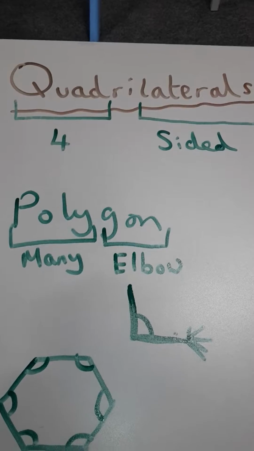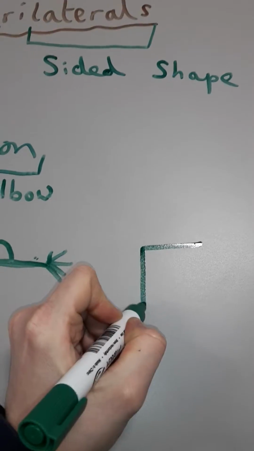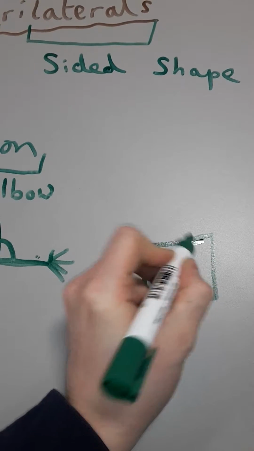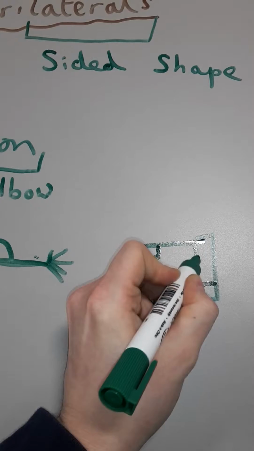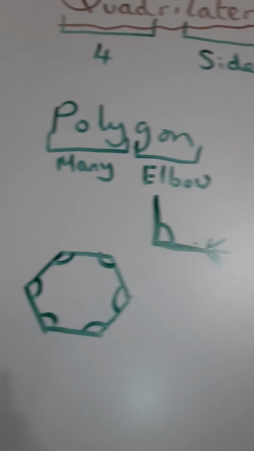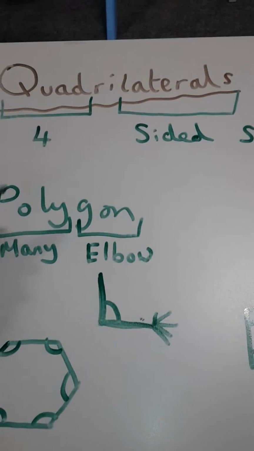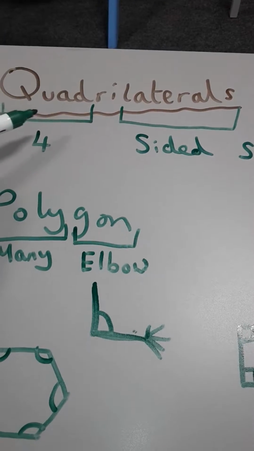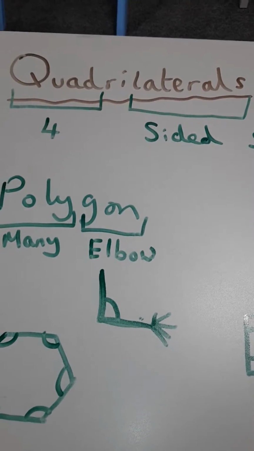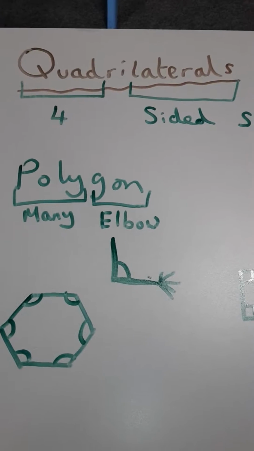Now, a quadrilateral is a type of polygon because it's a shape made out of 4 straight sides that contains 4 angles. So if you get asked what a 4-sided shape is in your exam, it's a quadrilateral. And I'm now going to go through all the different types of these.